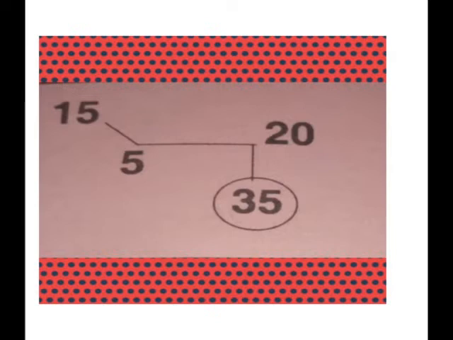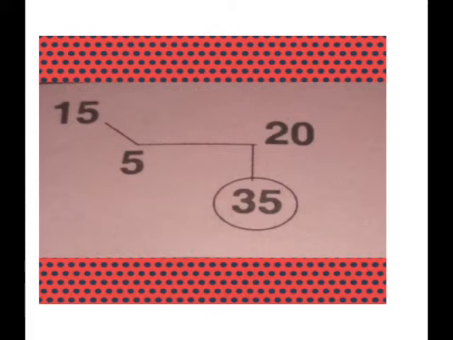Alright, assuming 15 was not given, how can we get our 15? To get our 15, what we simply do is 20 minus 5. That will give us our 15. Assuming 5 was not given, how can we get our 5? It's going to be 20 minus 15. That gives us our 5.